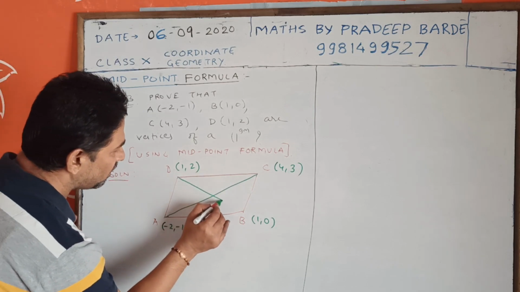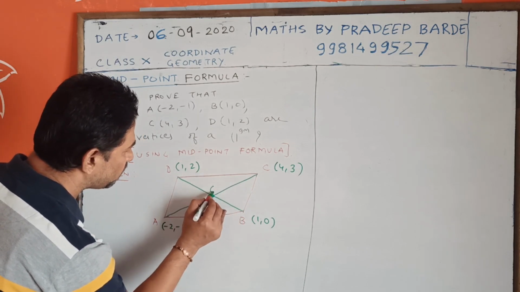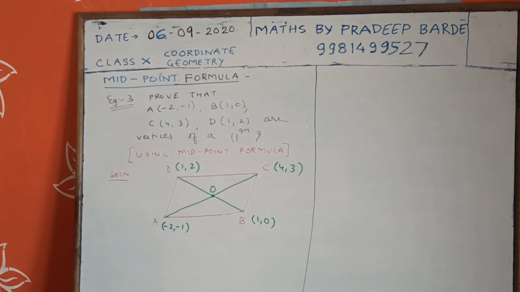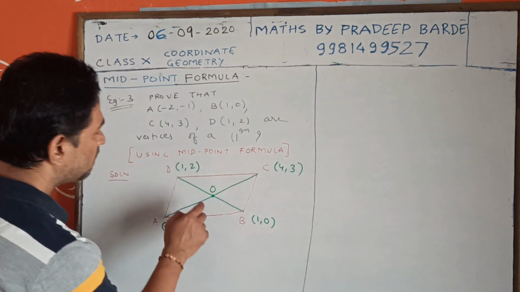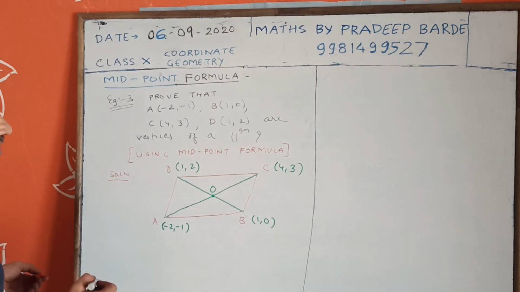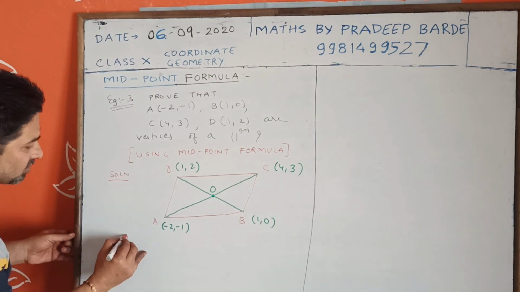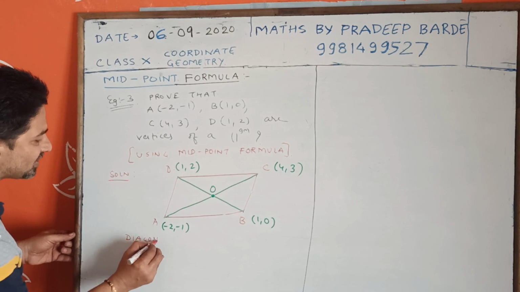AC diagonals की प्रॉपर्टी यूज करेंगे बच्चों. तो यहां पे हम जो कॉन्सेप्ट लगाएंगे, that is diagonals bisect each other. Diagonals of a parallelogram bisect each other.